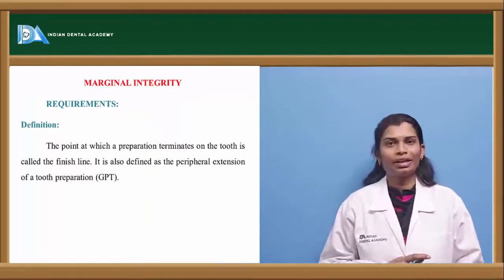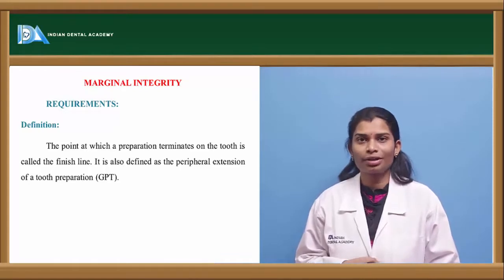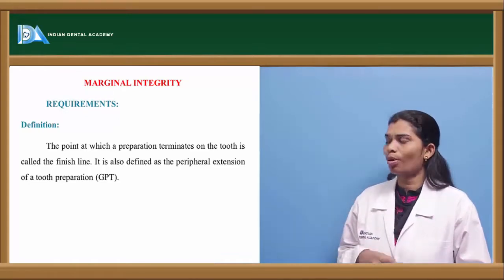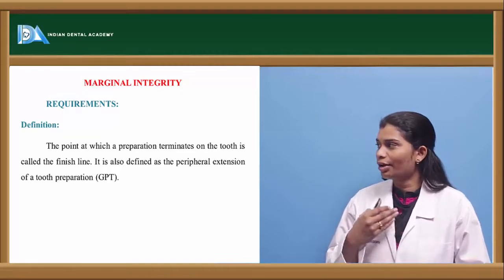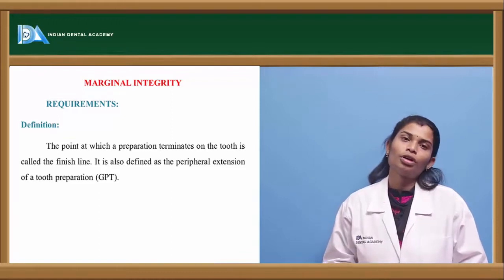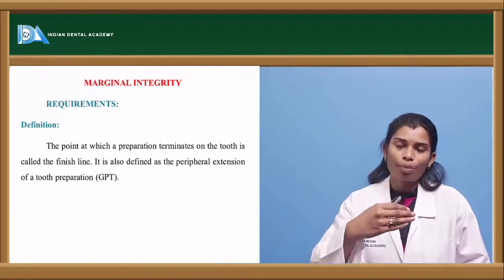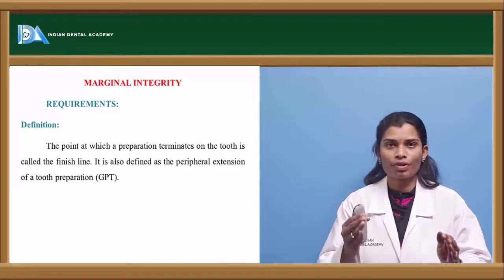Coming to marginal integrity. What is margin, what is finish line, and what is marginal integrity? A finish line is the point at which your preparation terminates, and it also defines the peripheral extension of the axial preparation. So a proper finish line is very important in order to have a stop of the restoration.